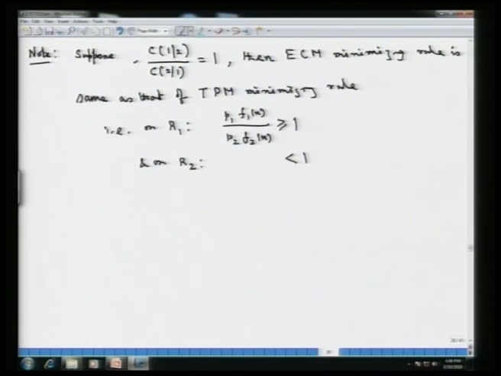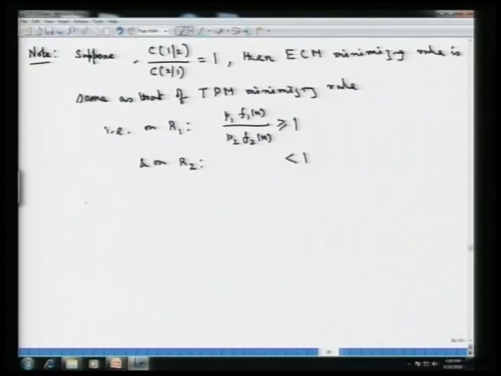So, we have two types of criterion, two types of objectives before us under the general classification problem. We can either go for a total probability of misclassification minimizing rule, or we can look for a rule which would minimize the expected cost of misclassification. We have derived both these optimum rules under the two philosophies, and we see that if such a thing holds, then the two rules are basically equivalent.